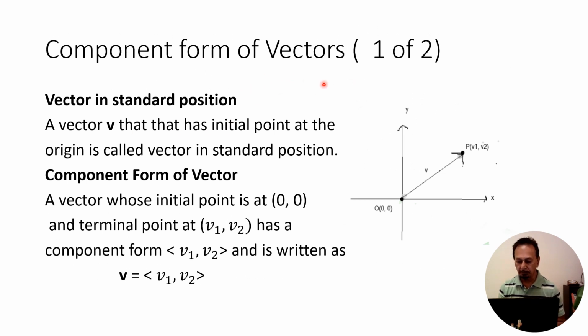Component form of vector. Vector in standard position. A vector V that has its initial point at the origin is called a vector in standard position. A vector whose initial point is at (0, 0) and terminal point is (V1, V2) has a component form of angle bracket V1, comma, V2, angle bracket, and is written as V equals angle bracket V1, comma, V sub 2, angle bracket.